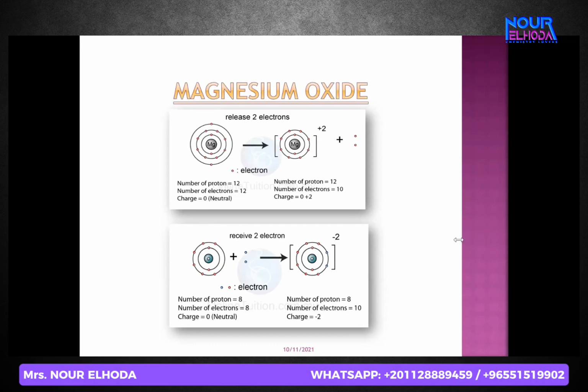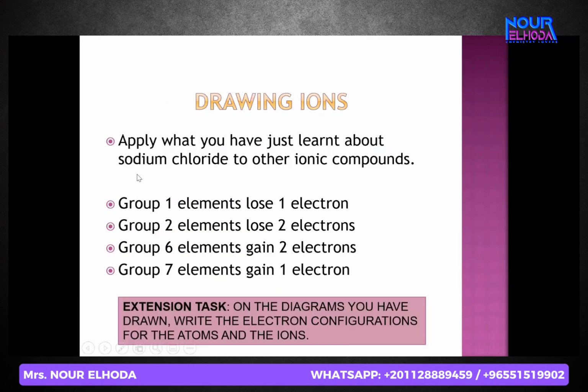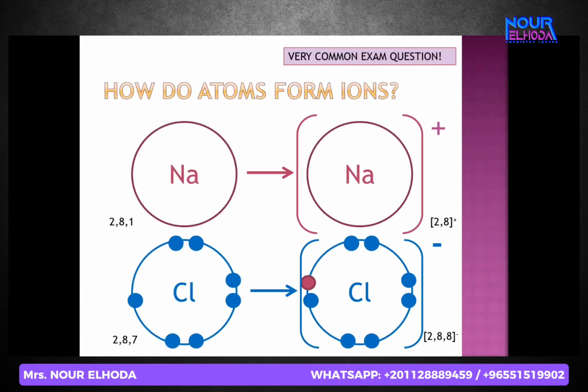Okay. So I want to give you another example. This example is going to talk about magnesium oxide. But I want to say something. While we are drawing, how many ways of drawing do we have? You can draw something like this. Here I draw only the outer shell. I don't draw all the shells.